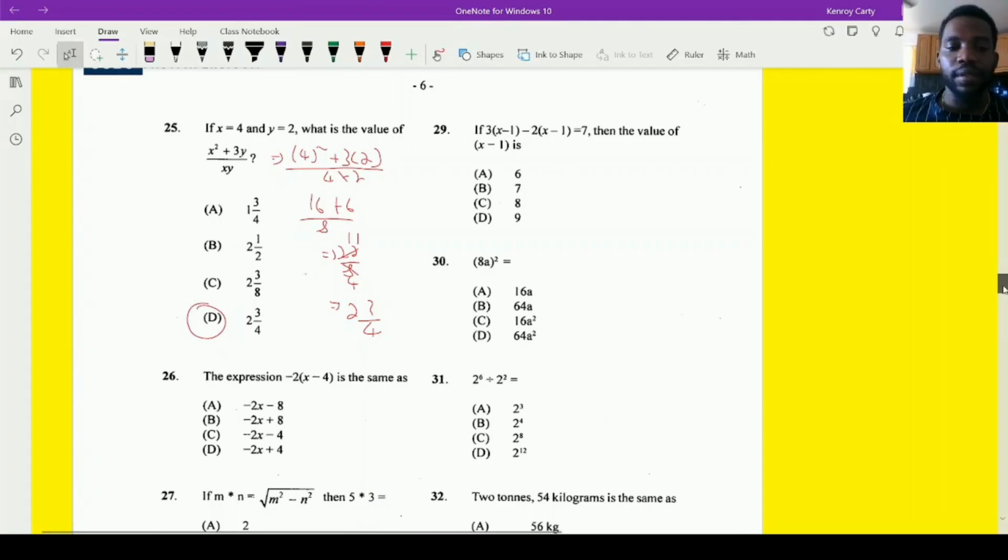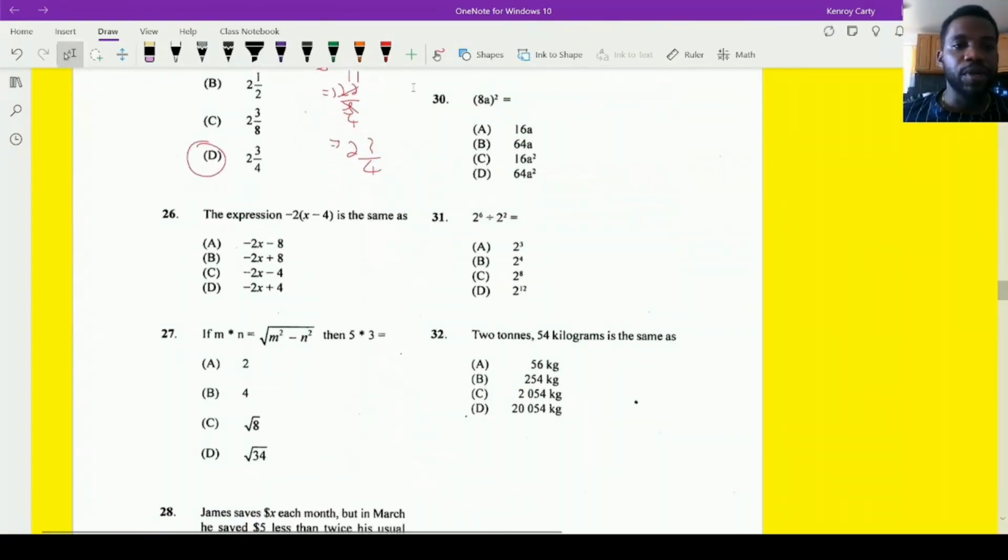Question 26. It says the expression negative 2 times all of x minus 4. So we want to distribute. Negative 2 times x is negative 2x. Now this is where persons will make errors, and we want to point it out. Negative 2 times a negative 4 is going to give me a positive 8, because negative times negative is positive. So it's negative 2x plus 8.